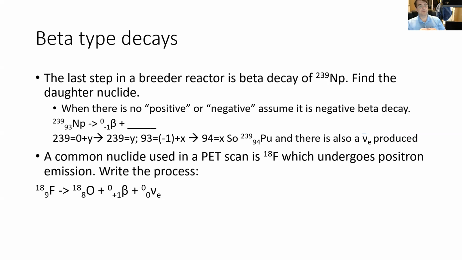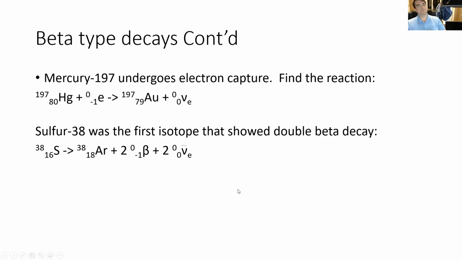So a positron has a +1 charge. So we end up doing the arithmetic. We get an oxygen-18 is what's produced. And because a positron is an antimatter lepton, it's a negative lepton, so we need a matter neutrino, which will end up being an electron neutrino without the bar, is what we end up getting as the second piece.